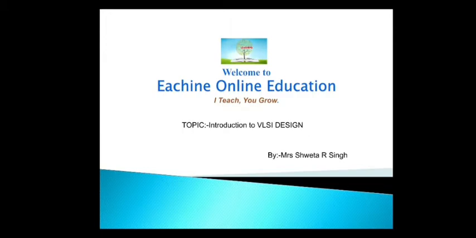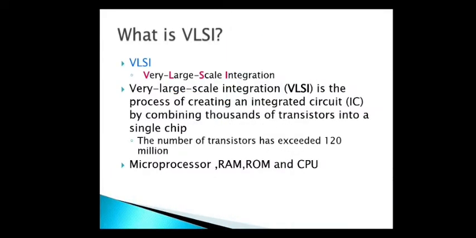I teach, you grow. Today's topic is Introduction to VLSI. So, what is VLSI? VLSI is very large scale integration. Very large scale integration is the process of creating an integrated circuit by combining thousands of transistors into a single chip. Nowadays, the number of transistors has exceeded 120 million. That is, 120 million transistors are enclosed in a single chip. Examples of VLSI are microprocessor IC, RAM IC, ROM IC, and CPU IC.